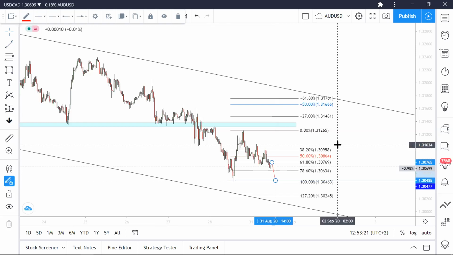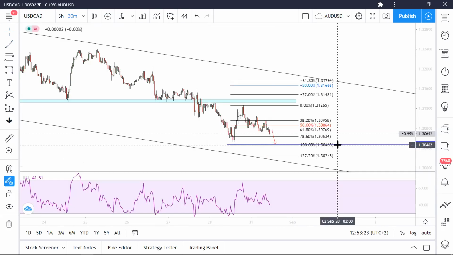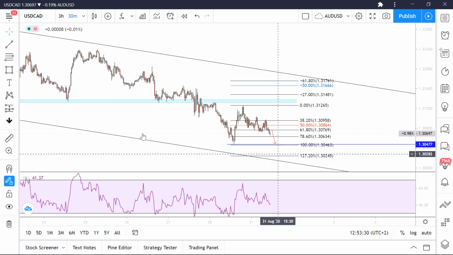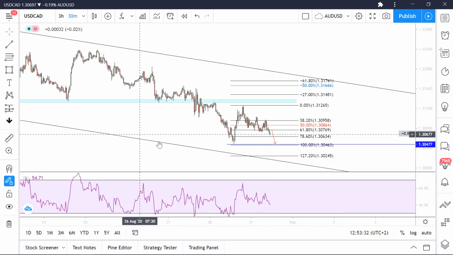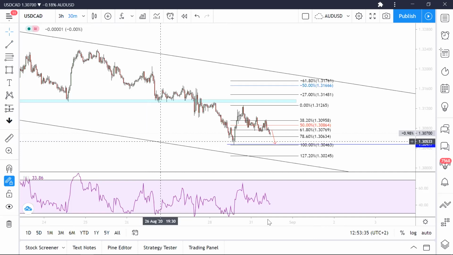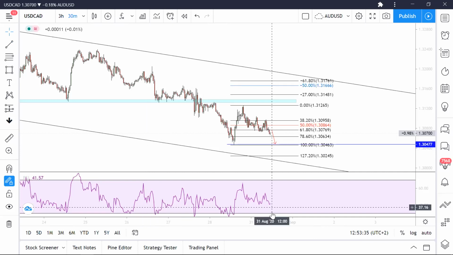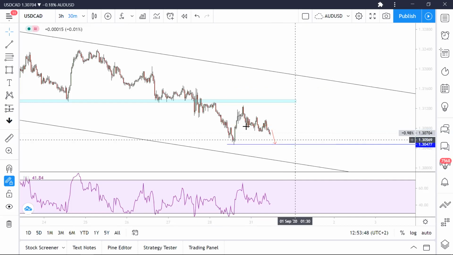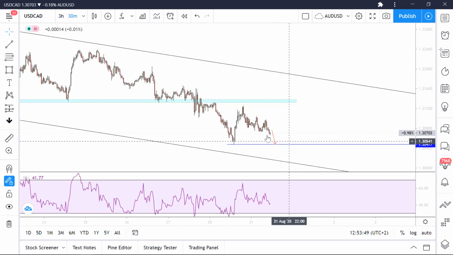Then what we could be looking for is, if you pull out your RSI indicator, your relative strength index, price could potentially be heading much lower, also coming down to the bottom of this parallel channel over here. Then we could be looking for price being oversold, and that's when we might also be looking for buying opportunities on the USD CAD. But for now, what I'm looking for here is on a 30-minute time frame. I am looking for long positions.